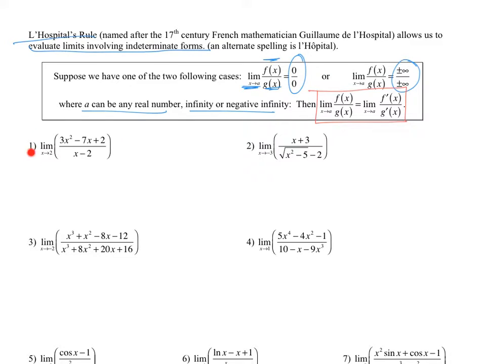So let's take a look at this example. So this is easy, okay? Let's take a look at this first example. The limit as x approaches 2 of this rational function. If you were to plug 2 in, you get 0 over 0.